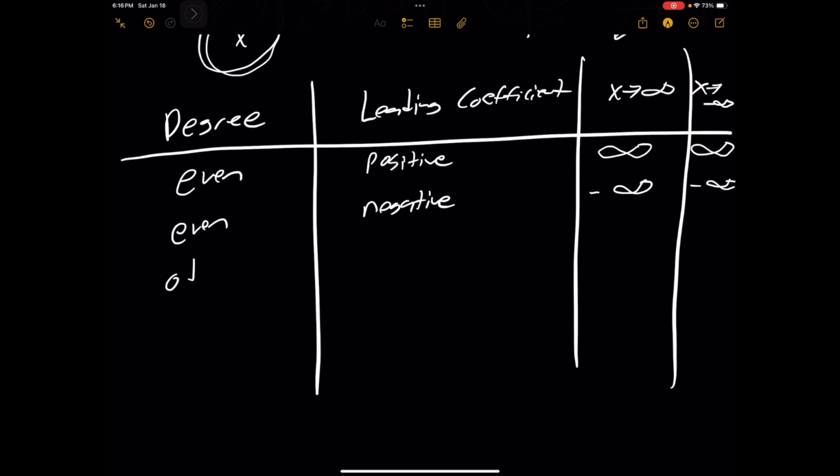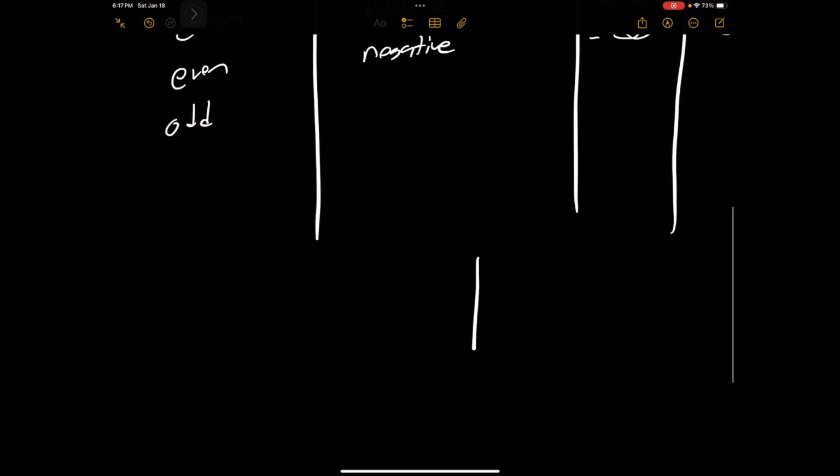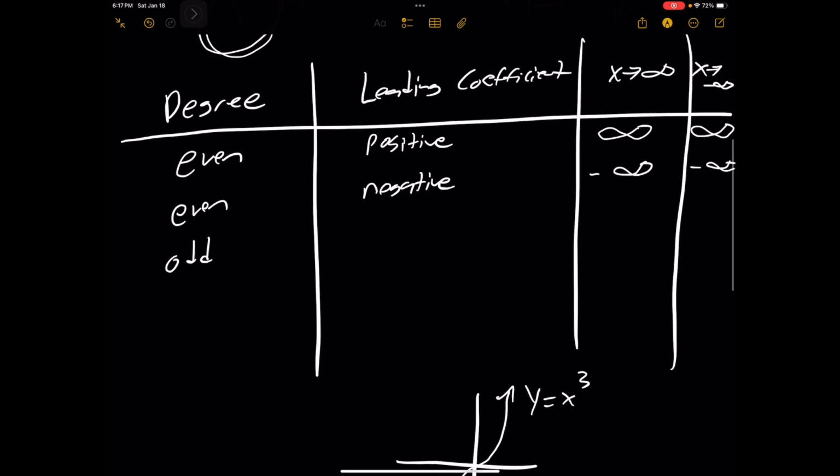Now it gets interesting if we have an odd power, because remember, an odd power, for the best example, let's do y equals x to the third power. Negative values plugged in are negative. So we get something that looks like this. Positive numbers come out positive, negative numbers come out negative. An odd power can tend towards negative infinity.